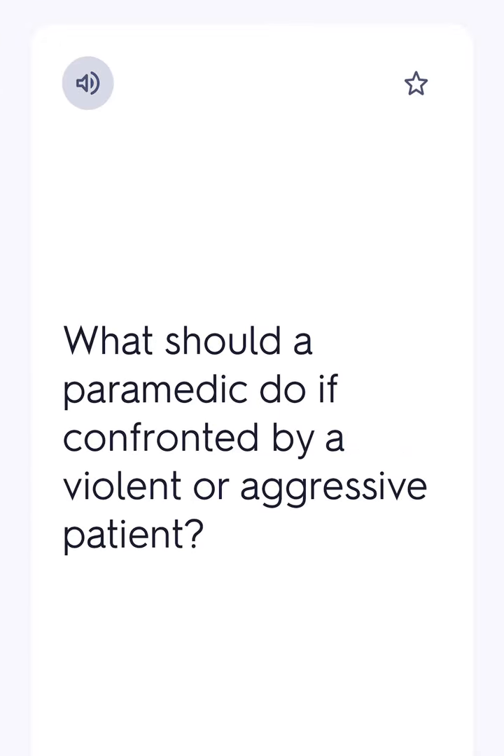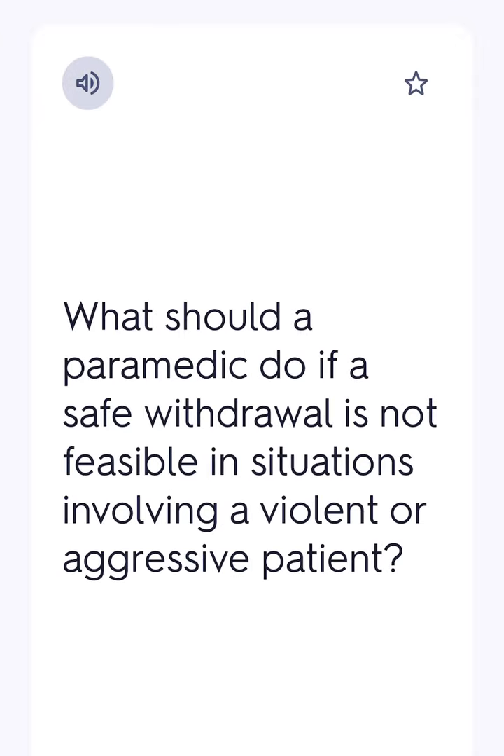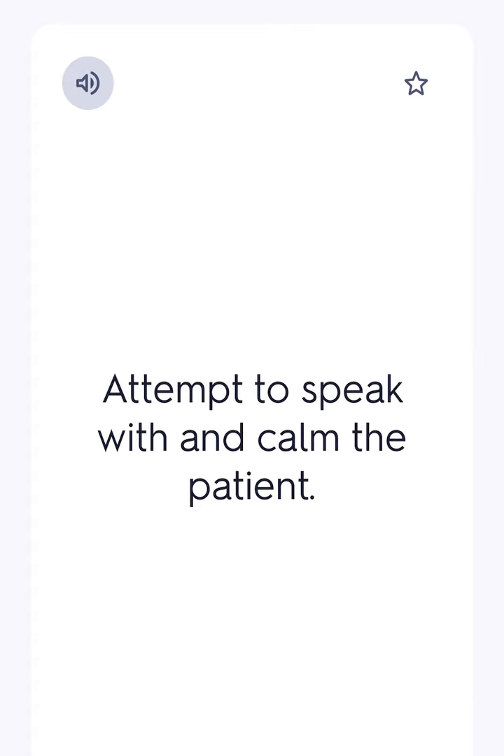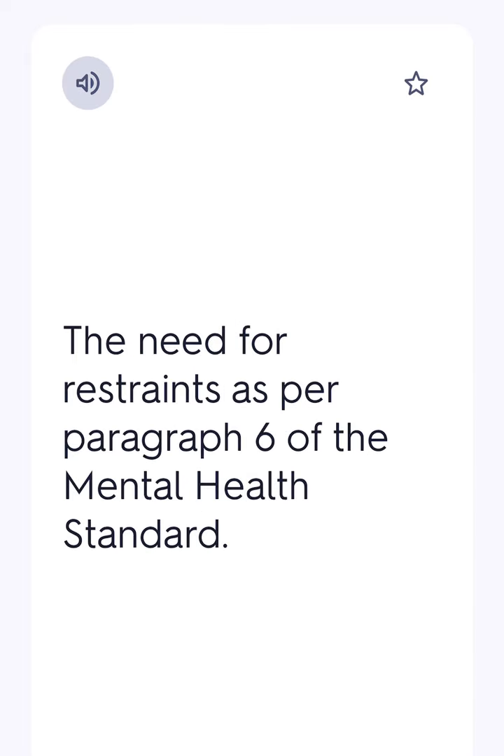What should a paramedic do if confronted by a violent or aggressive patient? Seek a safe egress and attempt to withdraw. What should a paramedic do if a safe withdrawal is not feasible in situations involving a violent or aggressive patient? Attempt to speak with and calm the patient. What should a paramedic consider in situations involving a violent or aggressive patient? The need for restraints as per paragraph 6 of the Mental Health Standard.